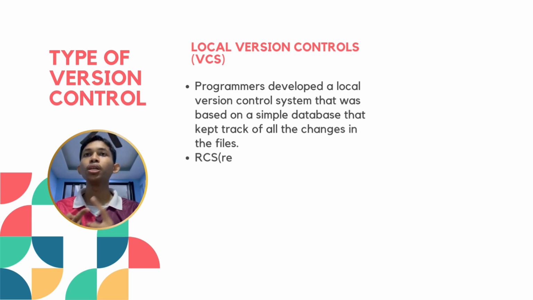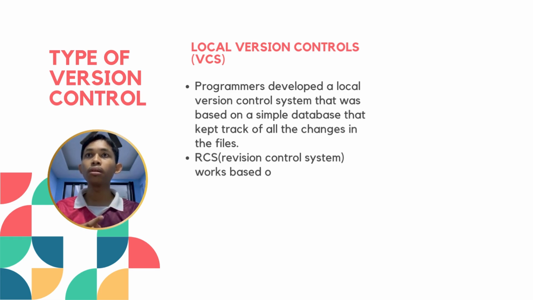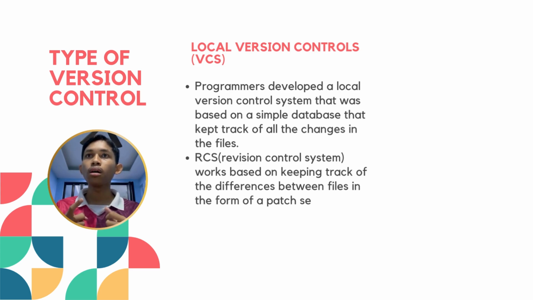The first is local version control, or VCS, where the programmer developed a local version control system that was based on a simple database that keeps track of all the changes in the files. And the revision control system, which is RCS, works based on keeping track of differences between files in the form of a patch set.